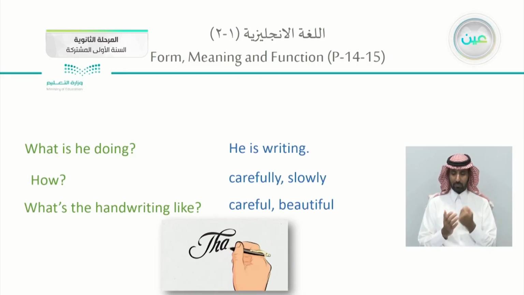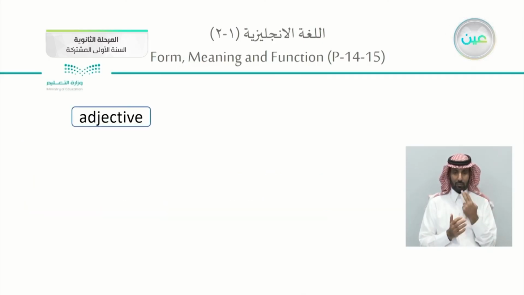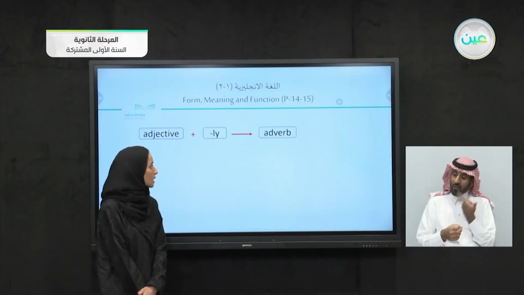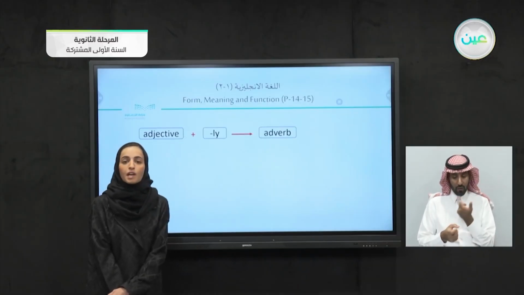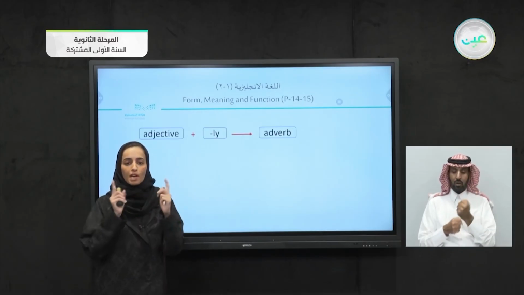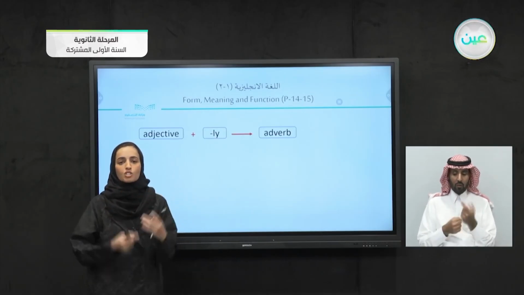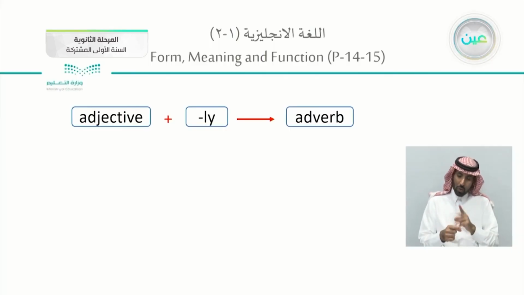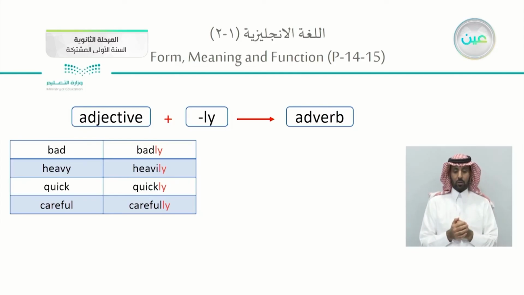Beautiful and careful. So we're having the idea of an adjective. Sometimes adjectives we can change by adding ly to them, so we will have an adverb. An adverb is a part of speech in which we are describing the verb. An adverb describes a verb, how the action is going: slowly, quickly, carefully. So we're having bad, badly; heavy, heavily; quick, quickly; careful, and carefully.